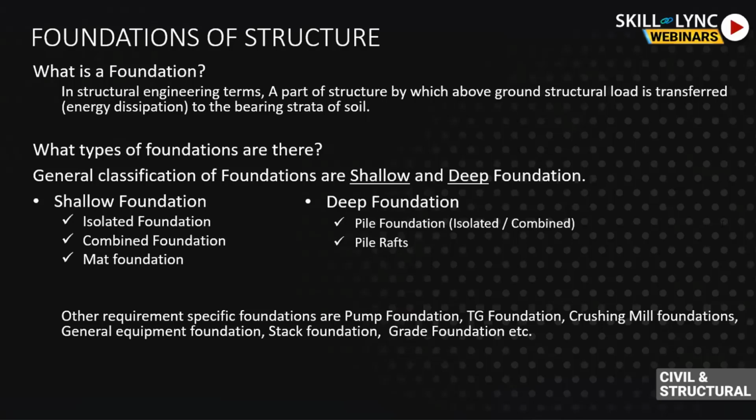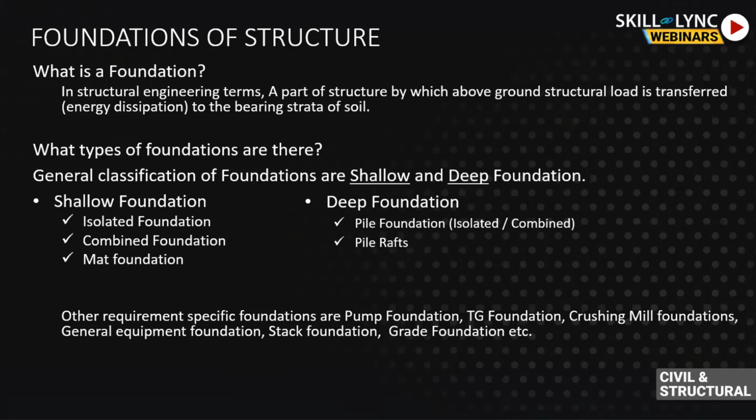So once we understood the geotechnical report, then comes the type of foundation that you want to select. A general classification of foundations can be made as shallow and deep, as I discussed a little earlier. Shallow foundations, you've already read all these things during your engineering years. These are isolated, combined, and mat foundations. Deep foundations include pile foundations, which could be made out of isolated or combined pile caps, I beg your pardon. And then there are piled rafts. These are very basic differentiations between shallow and deep foundations.